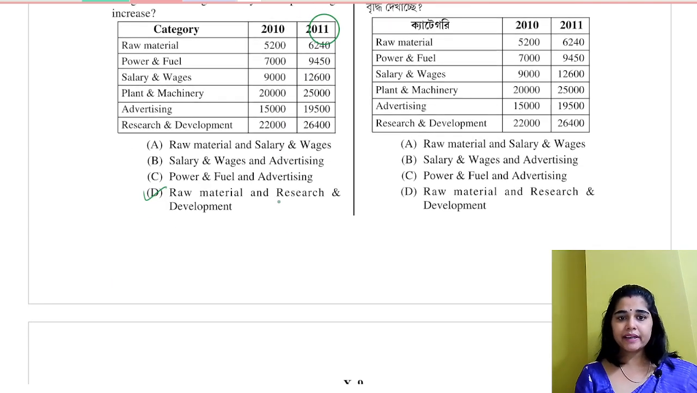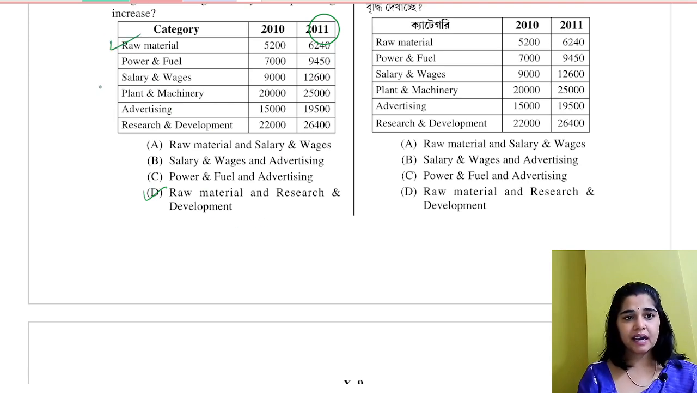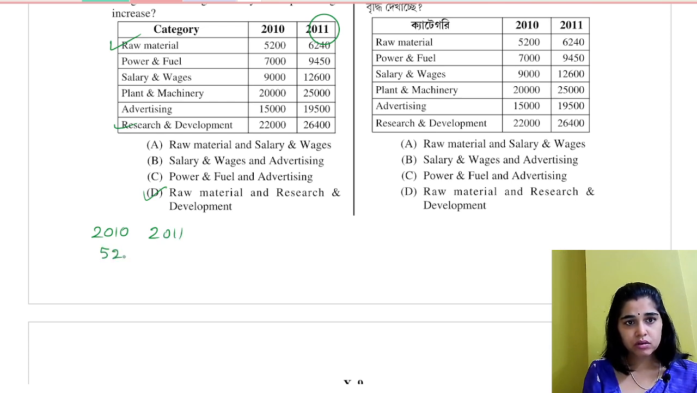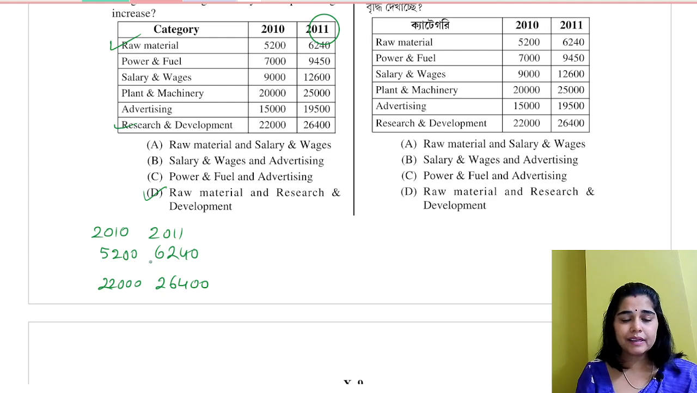What is in D? Raw material and research and development. So here, 2010. In 2010, how much raw material? 5200. How much is it here? 6240. And in research and development, 22,000 and 26,400.